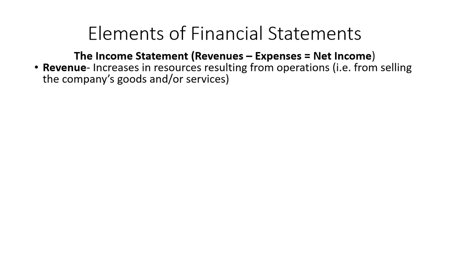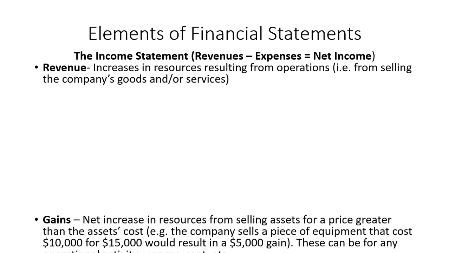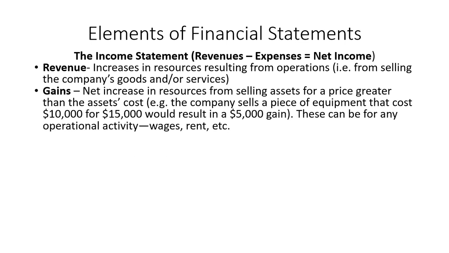Okay, revenue: increases in resources resulting from your operations, and this is very important. This results from your operations, from selling the company's goods, and in the case of Pfizer, it would be drugs, I guess, and/or services. If you provide a service, that's revenue also. Gains. Now, I want you to distinguish between revenue and gains. Revenue is from operating your business, so from selling what you sell or providing the service that you provide.